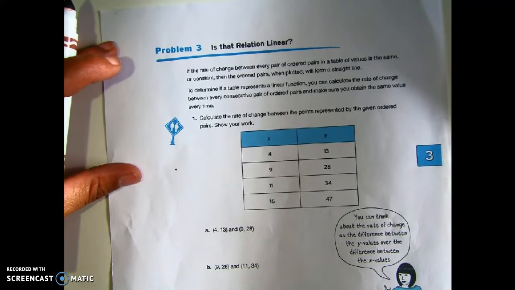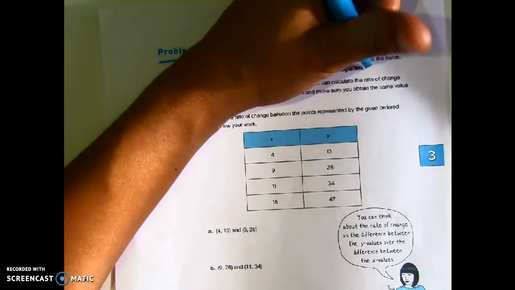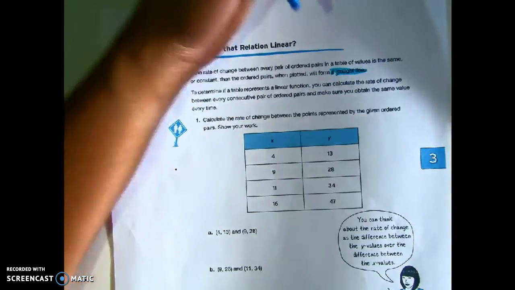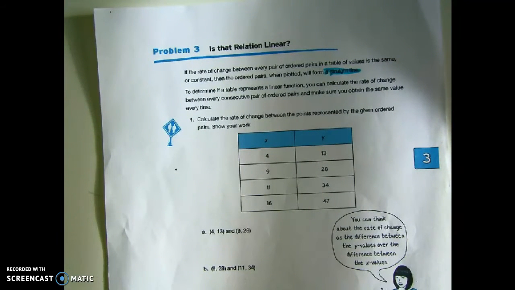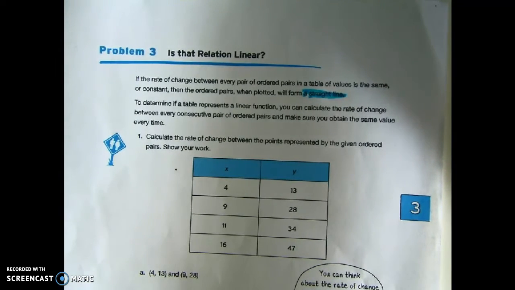As always, go ahead and read exactly what the problem wants you to do so you don't do more than you need to. In this one, it says if the rate of change between every pair of ordered pairs in the table of values is the same or constant, then the ordered pairs, when plotted, will form a straight line. That's key. We need to make sure each set in the table has the same rate of change to be able to form a straight line. We're not graphing these, so what we're actually doing is checking to be sure it's going to form a straight line.